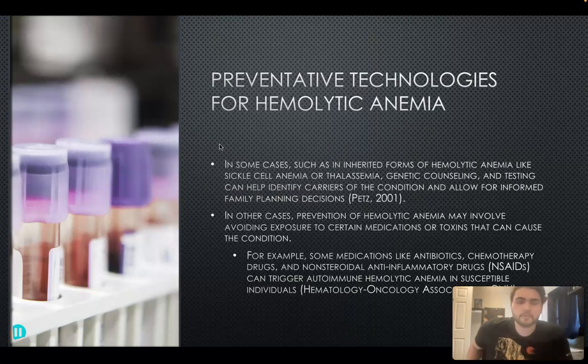So, preventative technologies for hemolytic anemia. In some cases, such as the inherited forms of hemolytic anemia, like sickle cell anemia or thalassemia, genetic counseling and testing can help to identify the carriers of this condition and allow for informed family planning decisions. In other cases, prevention may involve avoiding exposure to certain medications or toxins that cause the condition. For example, some medications like antibiotics, chemotherapy drugs, and non-steroidal anti-inflammatory drugs, or NSAIDs, can trigger autoimmune hemolytic anemia in susceptible individuals.